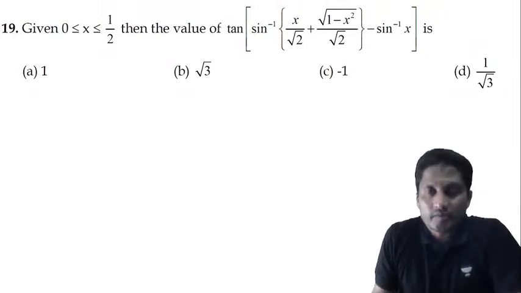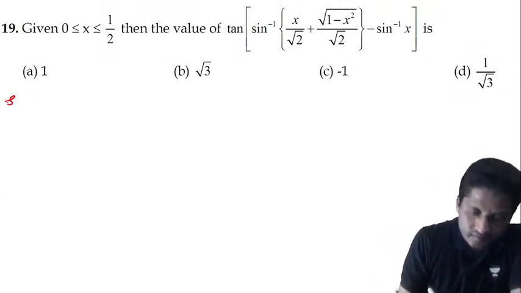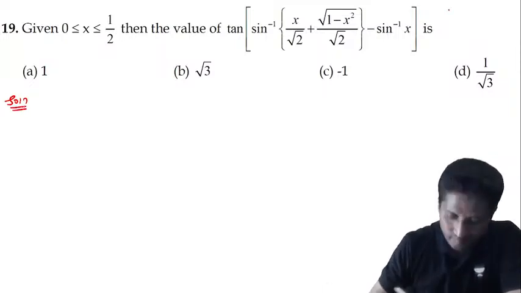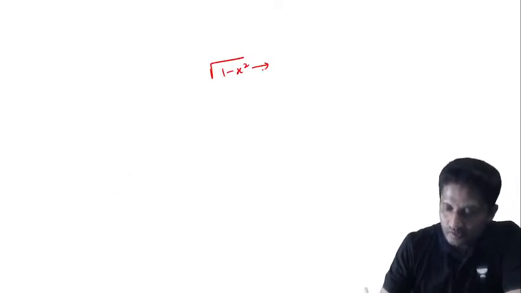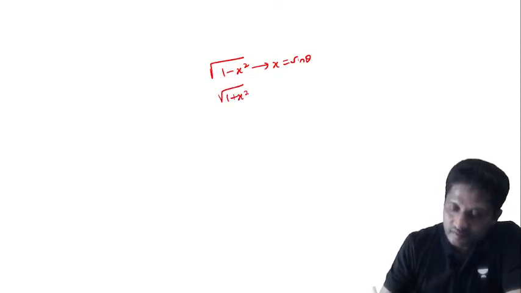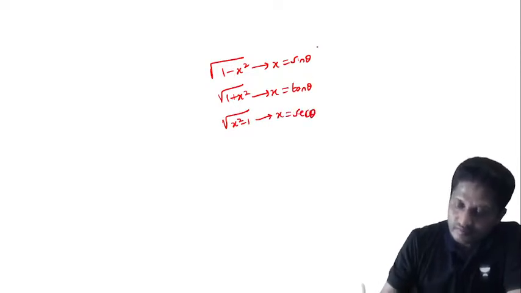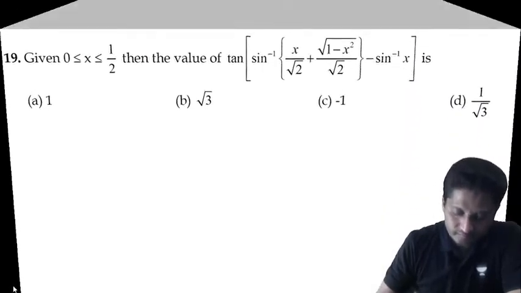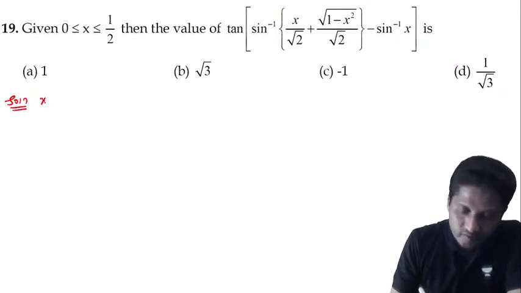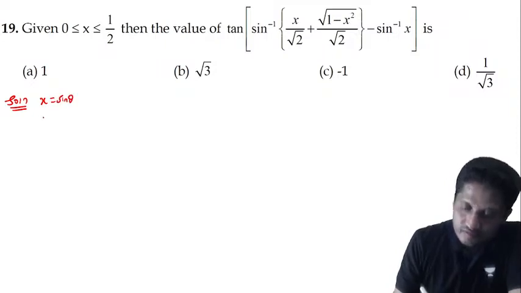Okay, now I'm supposed to find what's the value of this function. In boards you have done, whenever you have under the root 1 minus x square, you substitute x is equal to sine theta. In calculus, under the root 1 plus x square, you will substitute x is equal to tan theta, and under the root x square minus 1, you substitute x is equal to sec theta, right? If I use this logic, under the root 1 minus x square is there, I'm going to put x is equal to sine theta. So this means that sine inverse of x is equal to theta.